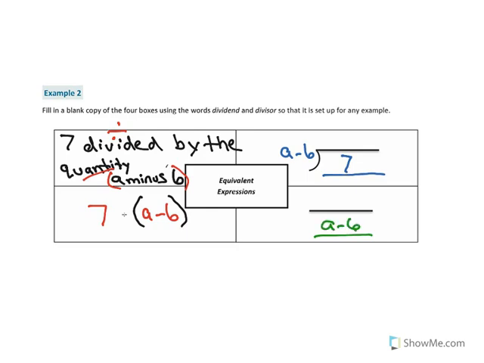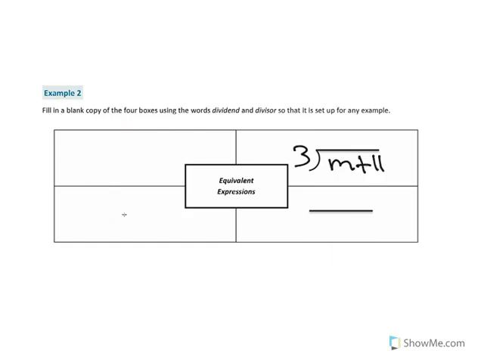Okay, the a minus 6, which is our divisor, goes on the bottom, which is considered the denominator. And so the one on the top would be the dividend, and that's the 7. So it's 7 divided by a minus 6. And remember that we don't need the parentheses when we're doing it as a fraction, because we'll automatically know that we would do the bottom one first.